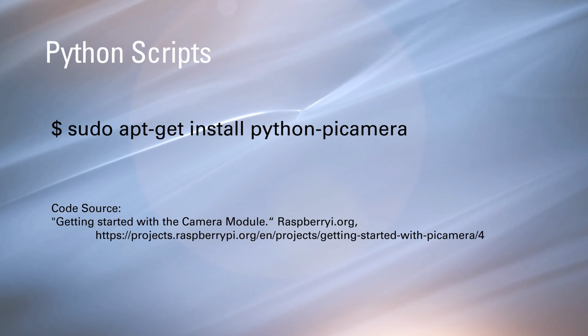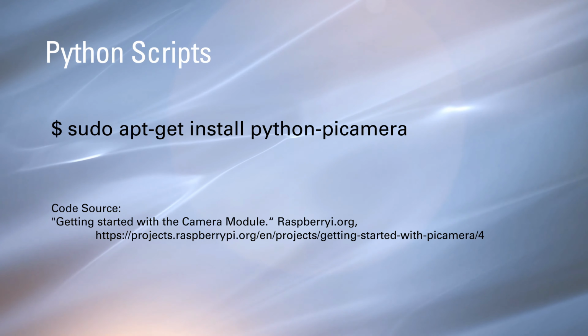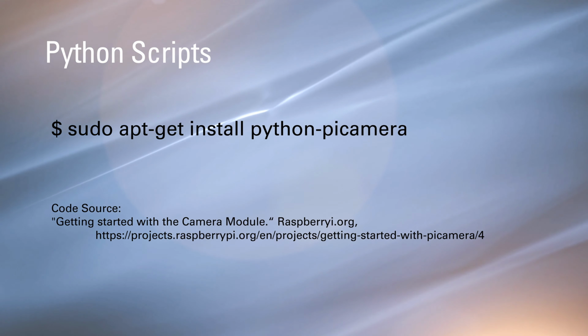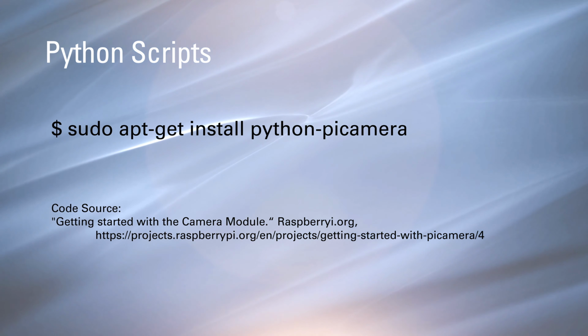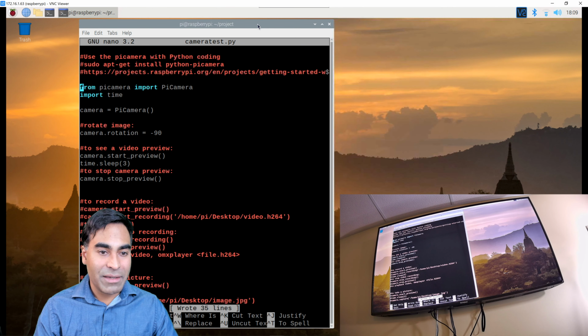Getting started with Python scripts to control the camera. Open a terminal window and type this command to install the library. My step-by-step instructions are available to download from the description area below. You can also follow the source website for the information. I created this file called cameratest.py. Here we'll look at the Python code to control this camera.